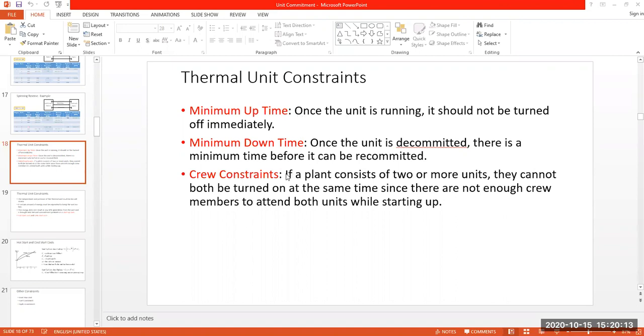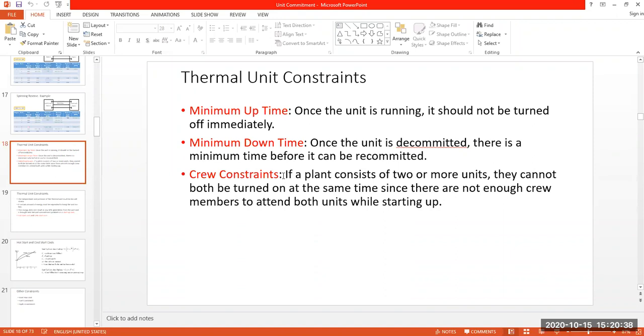So if you have, let's say, two or more units, multiple units cannot be turned on or turned off at the same time, probably because you have not employed sufficient crews, because you want to save some money there. So this is not related to technical things. This is basically related to a monetary issue, an economic issue.